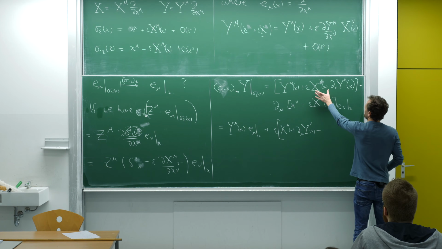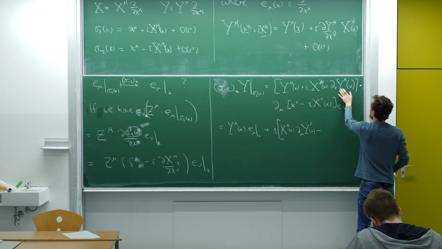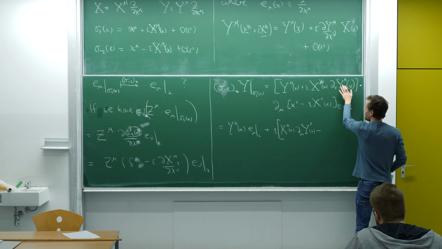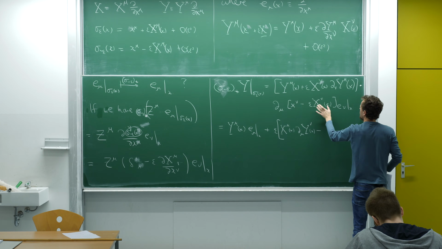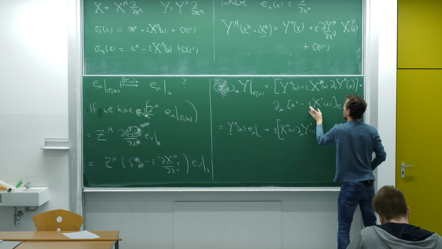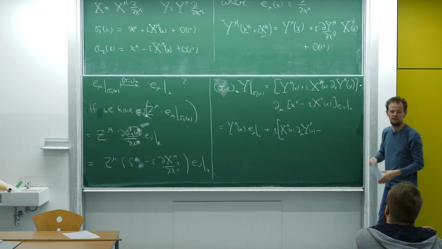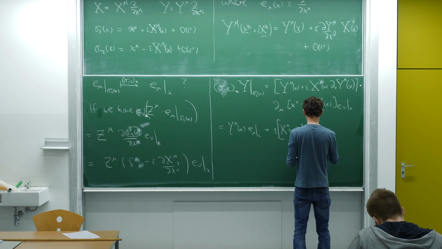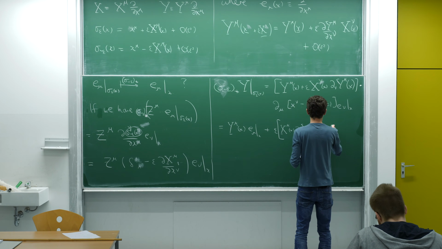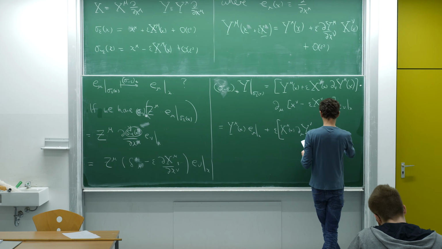So you get x^μ ∂_μ y^ν, blah, minus y^μ ∂_μ x^ν. So you'll learn to recognize this combination in future.